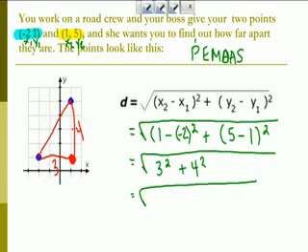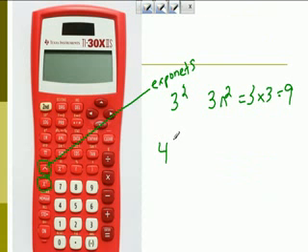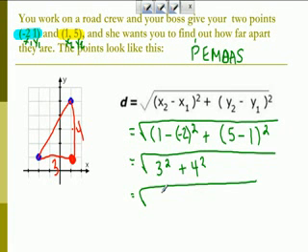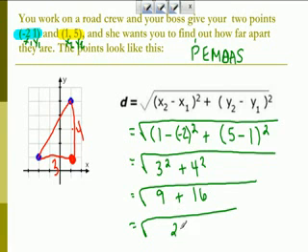Then for 4 squared, you would hit 4 caret 2 equals, and you would get 16. So 3 squared is 9 plus 16. 16 plus 9 equals 25. Now we have to find the square root of 25.